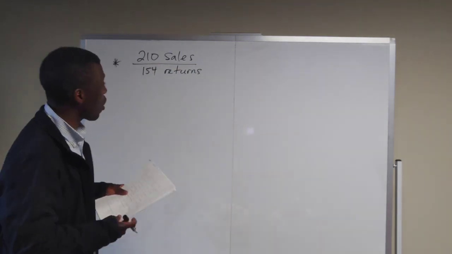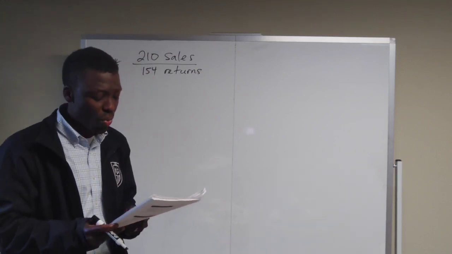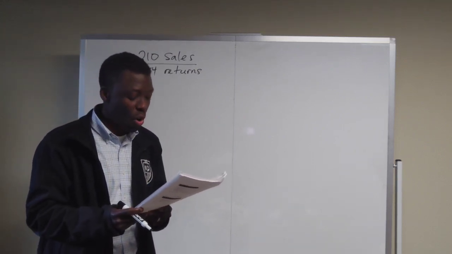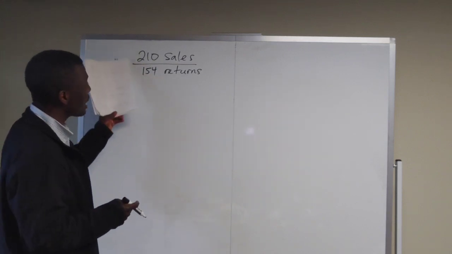There's two ways to deal with this problem. So this problem is just saying, write the following phrase as a rate in lowest terms. 210 sales for 154 returns. So in this case, what we do is we think about what do they have in common.